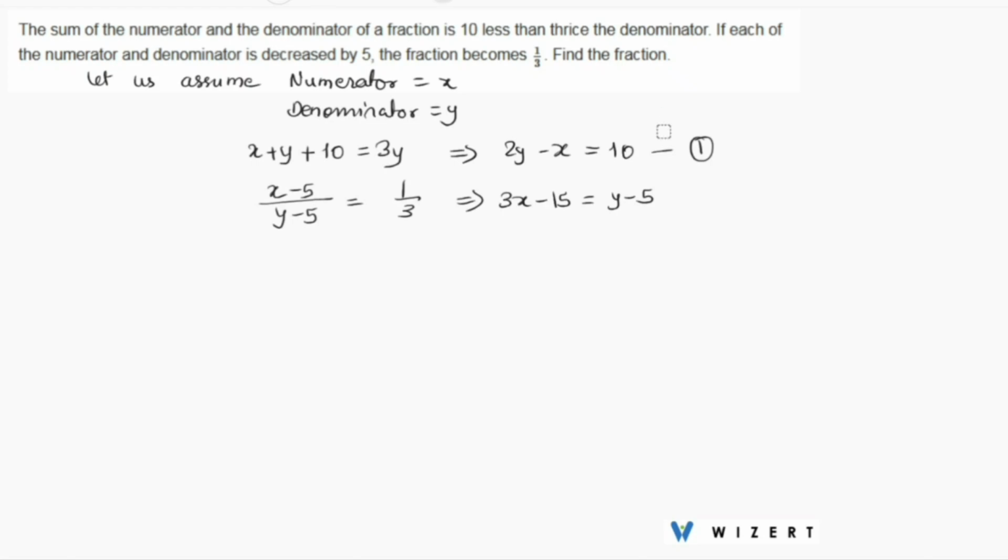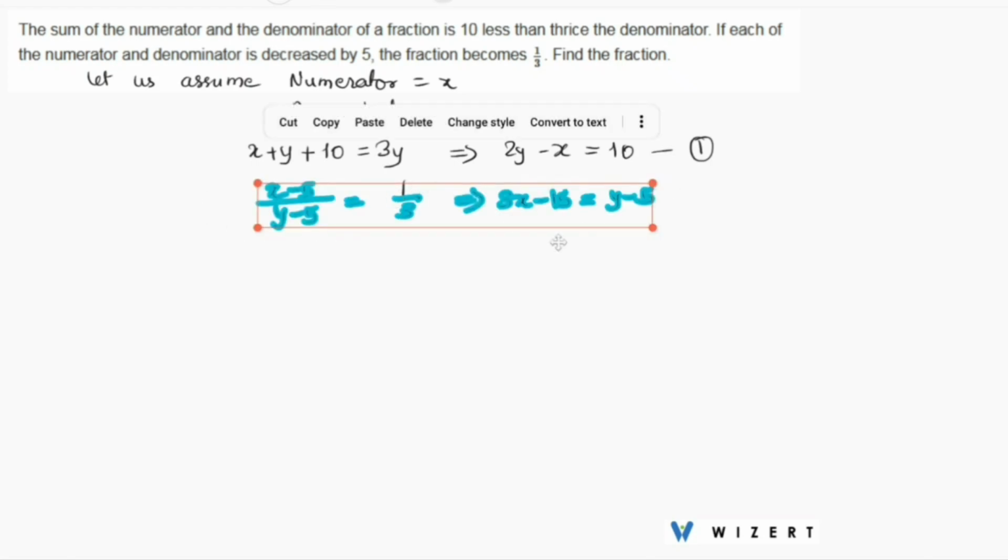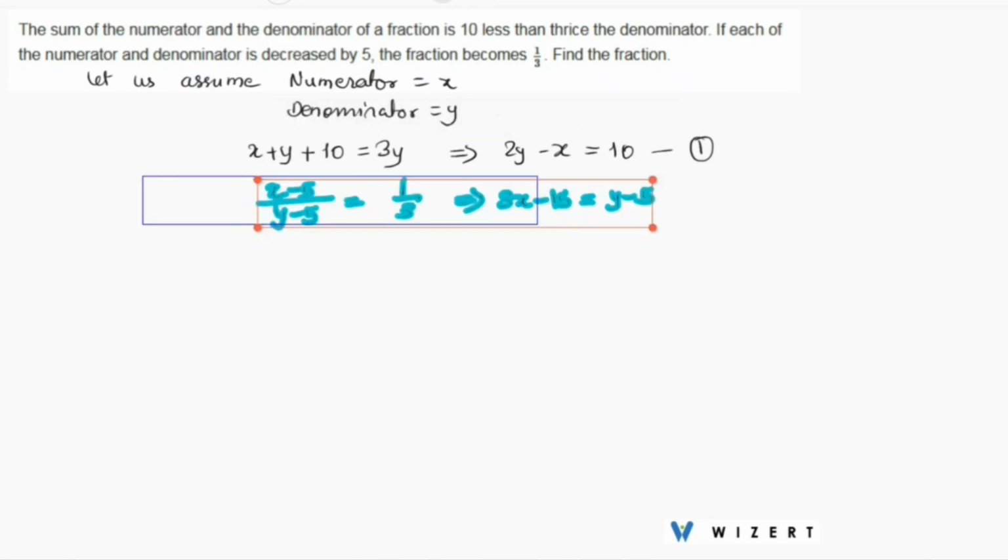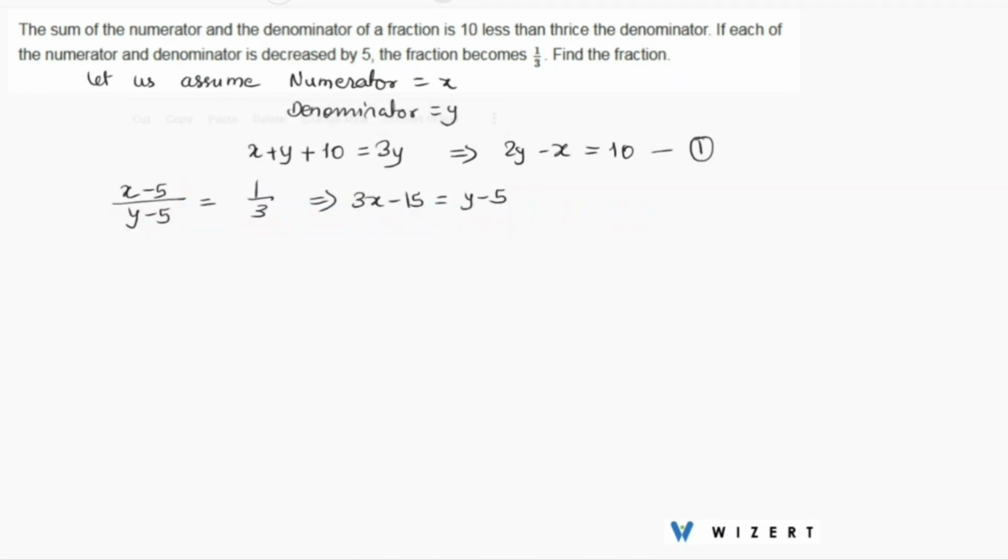So if we rearrange this, we get, let's see, we take this over to this side, y over to this side, and 15 over to this side. So 3x minus y equal to minus 5 plus 15. So 3x minus y equal to minus 5 plus 15 is plus 10. So let's name it equation 2.